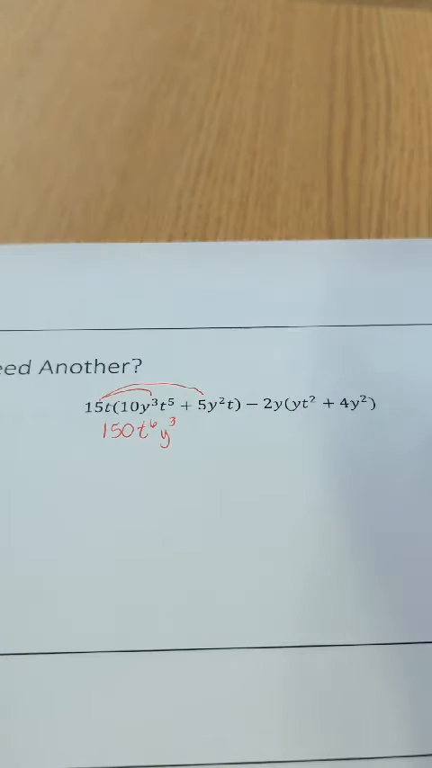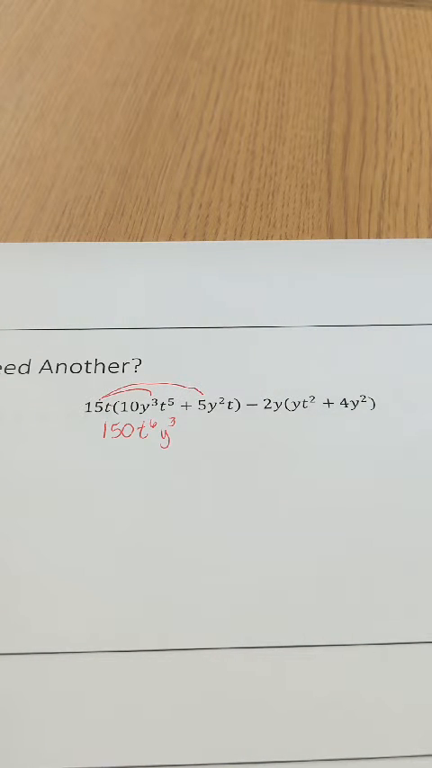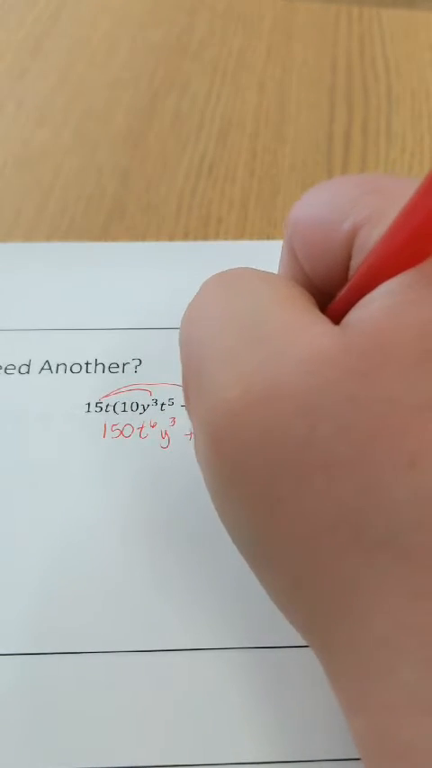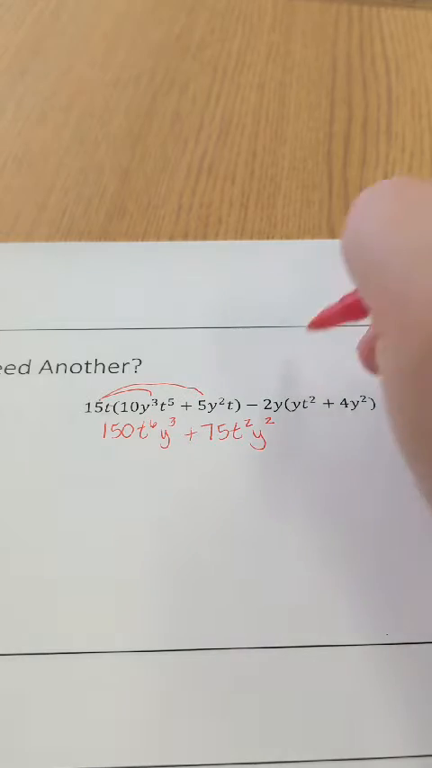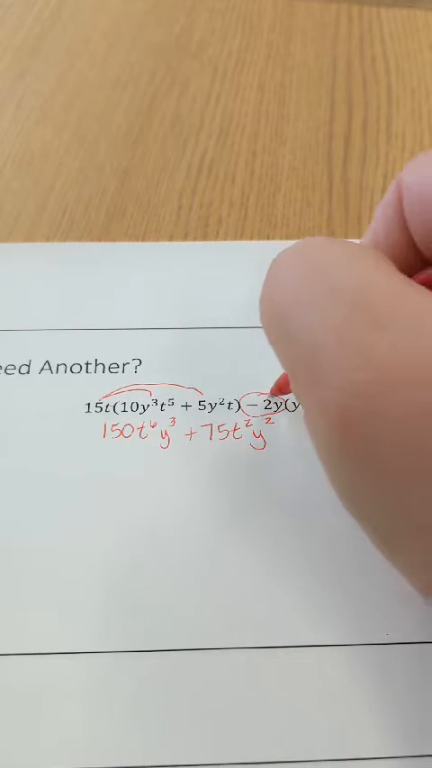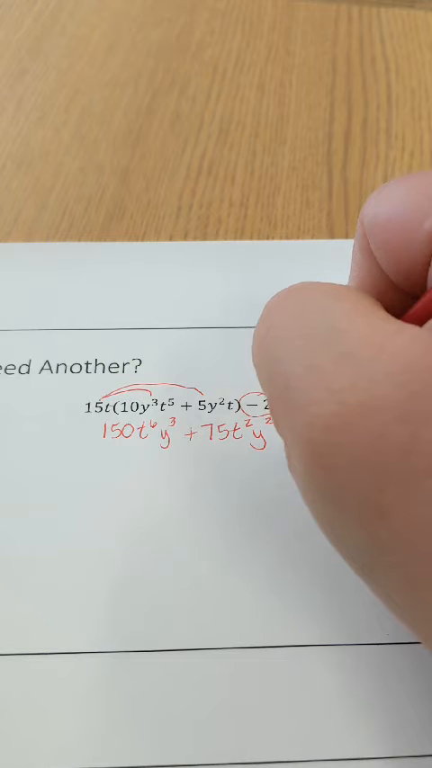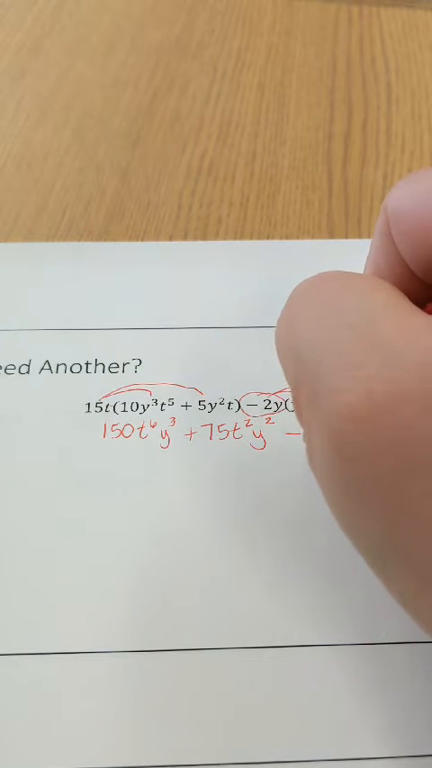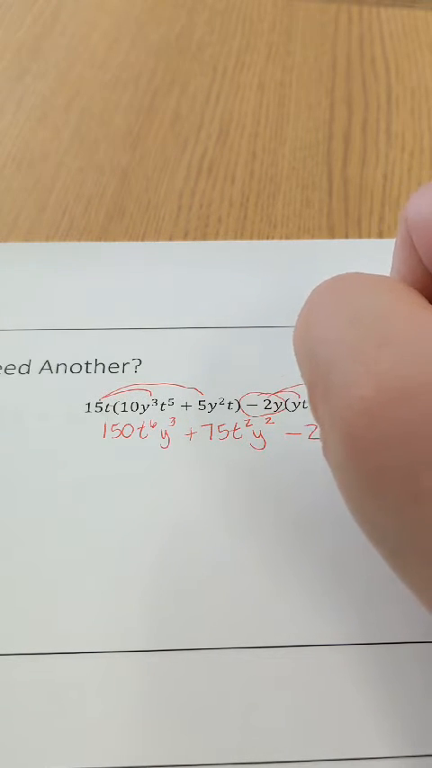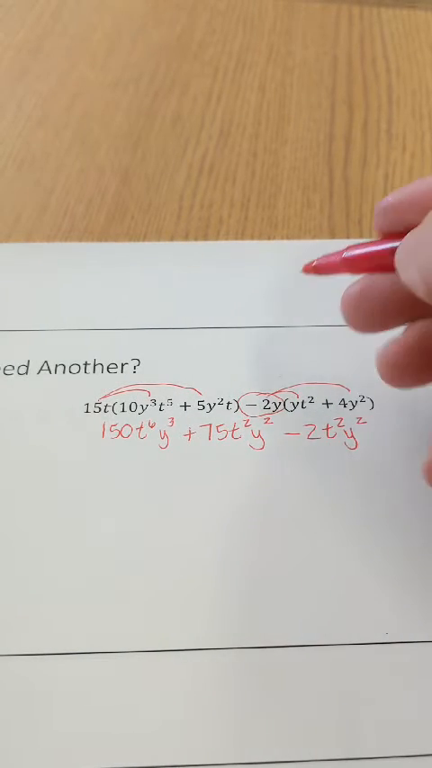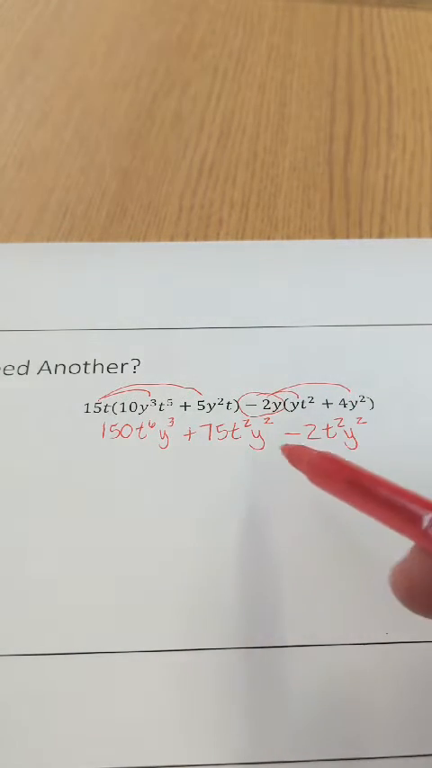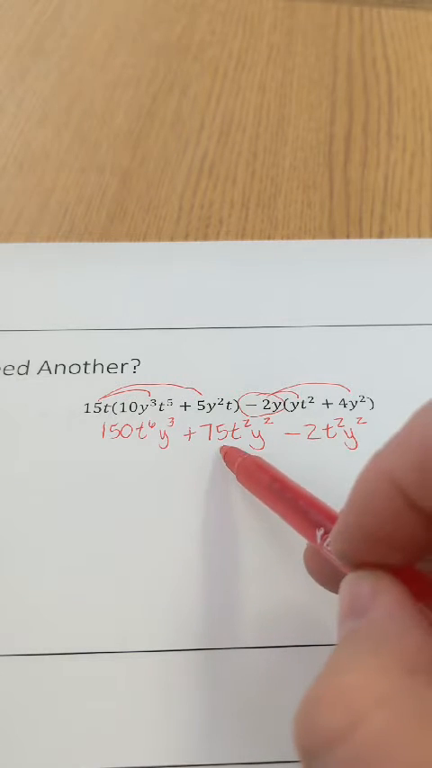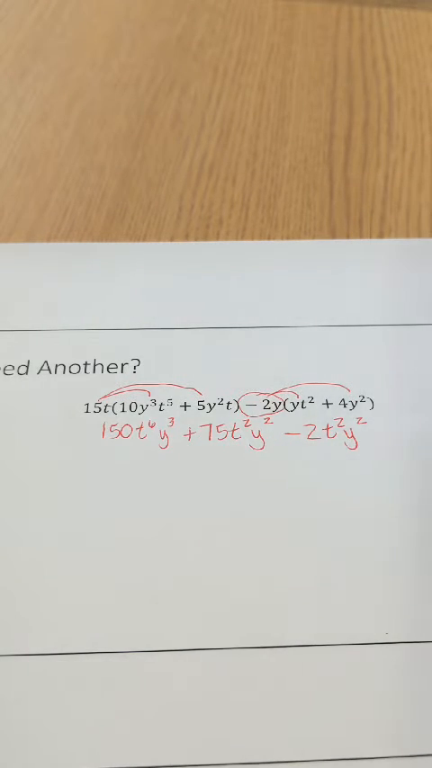And then let's do this one. So 15 times 5 is 75. So plus 75, t to the second, y to the second. And then we're going to distribute this one. So we have negative 2, and then alphabetically t comes next. So then y to the second. And it's a good idea to do that with everything, because if you had switched these, you might not have noticed that these were the same to put them together.